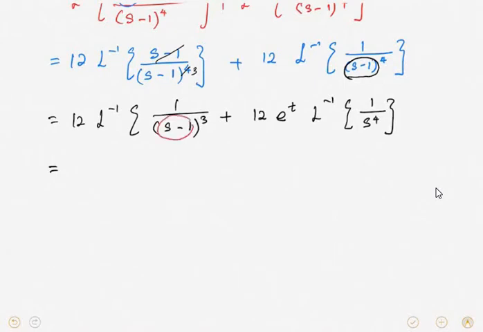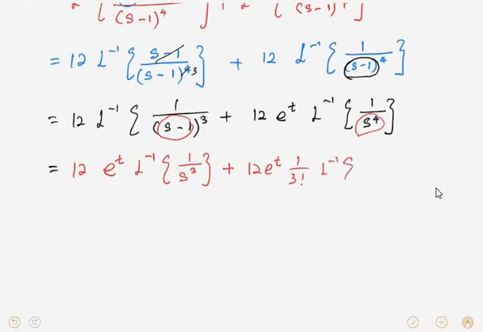s minus 1 here is a shifting property again. So we change to exponent t inverse Laplace, and we left 1 over s power 3 plus 12 exponent t. If we have s power of 4, that means n equals 3. It's a 3 factorial. So since we have 3 factorial, we need to divide with 1 over 3 factorial and then inverse Laplace transform 3 factorial divided by s power 4.